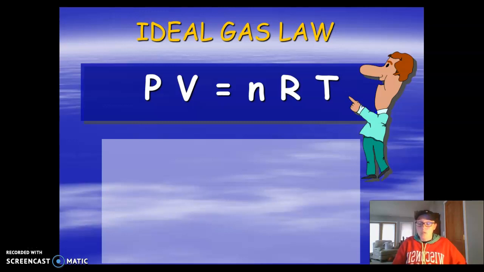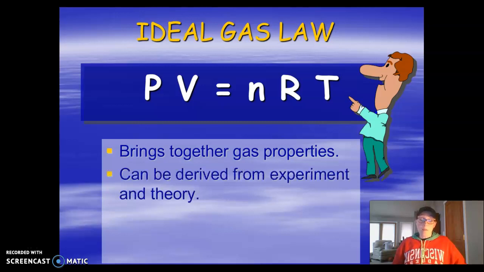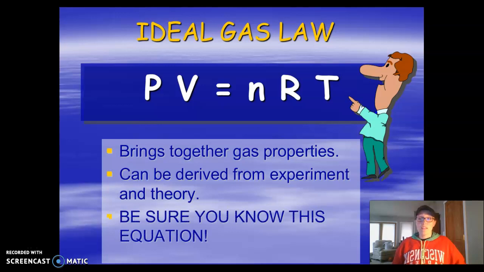All temperatures, which we talked about earlier, in any gas laws need to be in what units? Yes, in kelvins. We can't do them in Celsius because we can't use negative numbers when we're doing proportions. So we need to use kelvins, which has no negative numbers. So this brings together all of the gas properties. We talked about how to derive it. And this is an equation that you must know. So make sure that you know this, as well as the combined gas law, but particularly this one.